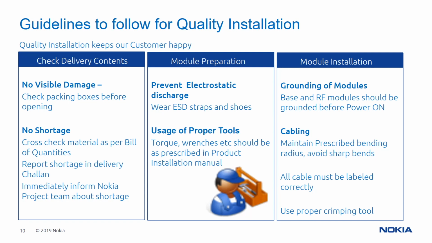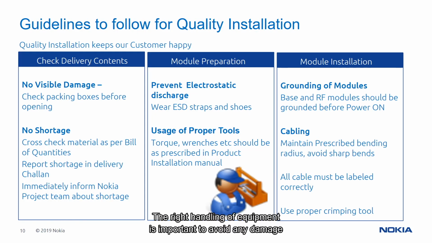Check delivered boxes for any visible damage during the delivery. In case of damage, it needs to be investigated and reported. The right materials and quantities need to be checked against the predefined material report and content of shipment. Again, if any missing item is observed, inform Nokia about the shortage.